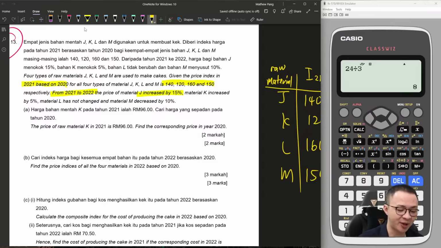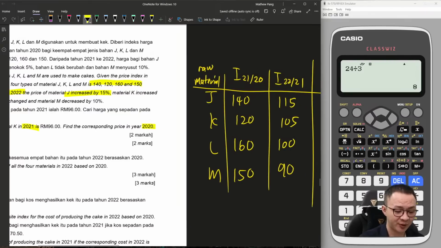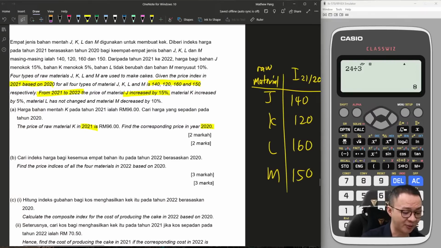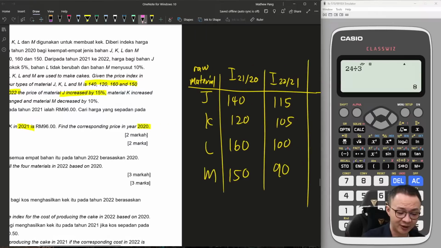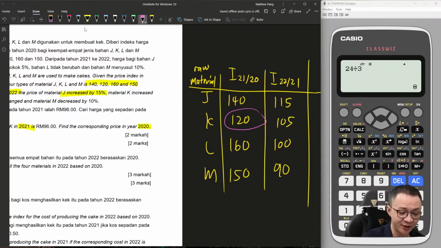Find the corresponding price in 2020. So the tip here is you see the year, then choose the correct index number. This one relates to 2021 and 2020. And they're talking about material K, right? So therefore, I will take this one. Do you see the year? 2021 and 2020, and then looking for K material.